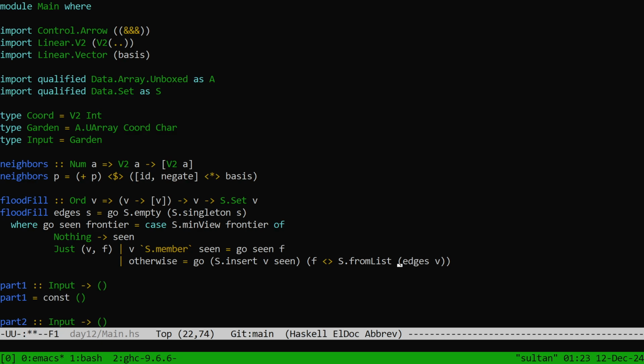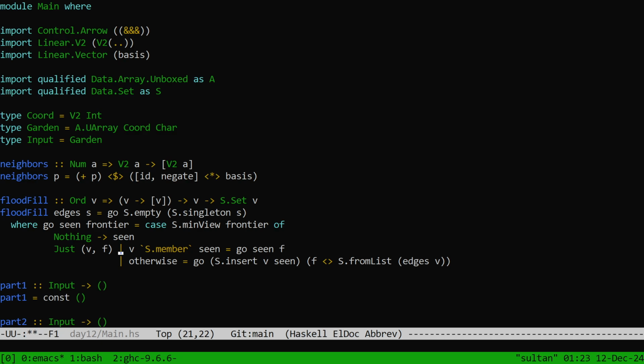Also, we have to do more than this. We have to say, if we've seen the node, just continue. Oh, yeah, that should happen... Wait. I guess we're already doing that here, right?